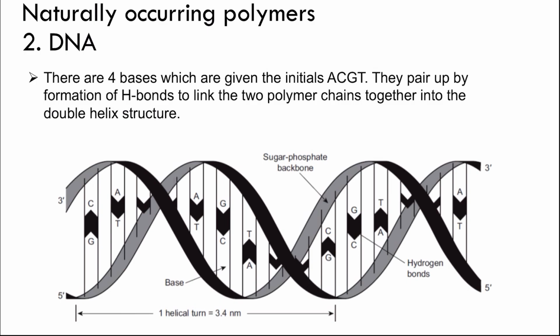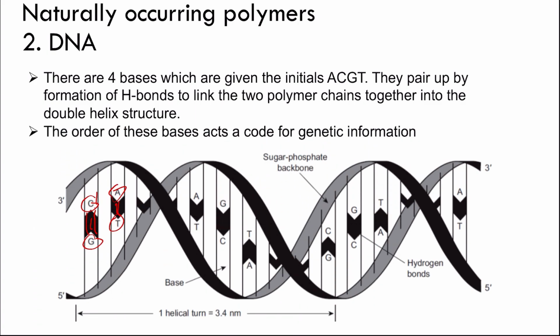There are four different bases, as we said, and they are given the initials A, C, T, and G. They pair up through the formation of hydrogen bonding. So there is hydrogen bonding between these base pairs, and these hydrogen bonds, or these links, are what link the two polymer chains together to give you the double helix structure. The order of these bases as well will act as the code for the genetic information.